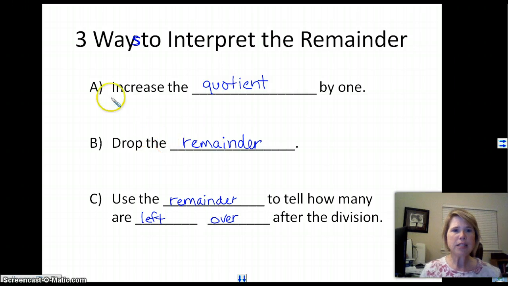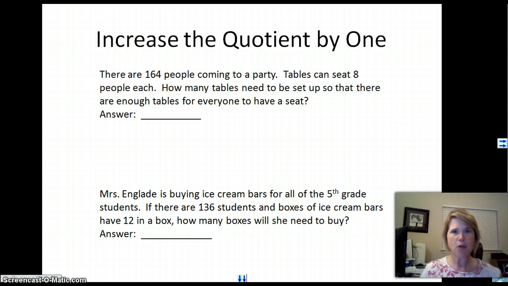Okay, so what we're going to see in the next 3 slides is that we're going to see two examples of story problems that give you an idea of what I mean by this. Okay, increase the quotient by 1. Let's read the first problem. There are 164 people coming to a party. Tables can seat 8 people each. How many tables need to be set up so that there are enough tables for everyone to have a seat?